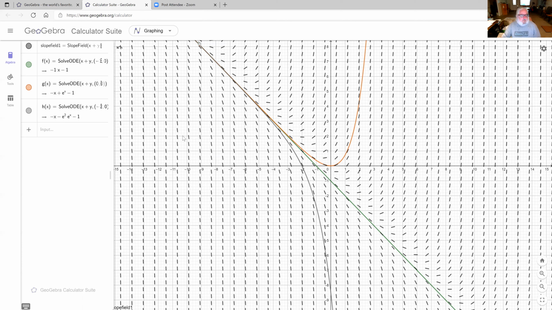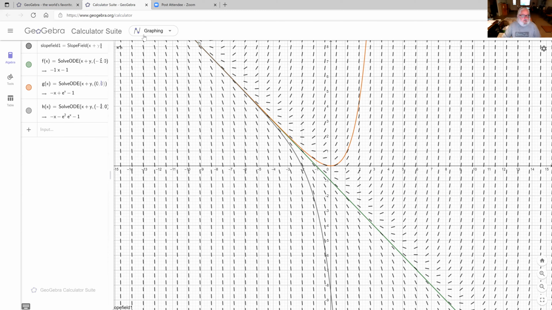And GeoGebra can do these sorts of things. It can generate slope fields for you, it can generate solution curves, and you can sort of see how solution curves should look. And it also gives you actual equations. So -x minus 1, that's the green curve. -x minus 1 plus e to the x gives you the orange curve. -x minus 1, which is the green curve, minus e squared times e to the x, that's the gray curve. So it'll actually give you the formulas for the solutions as well.